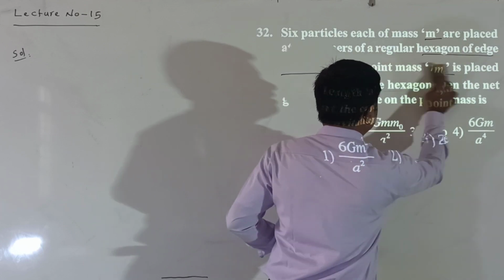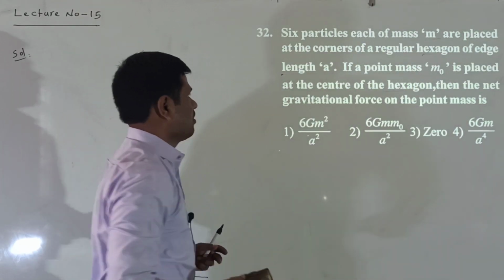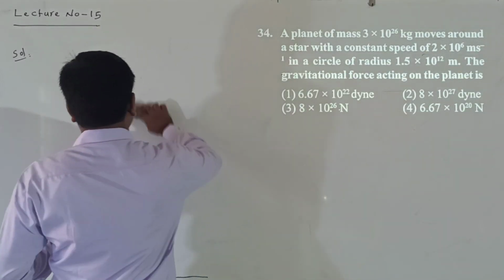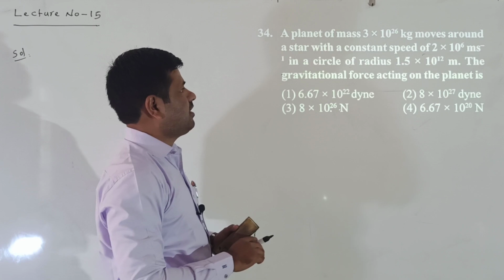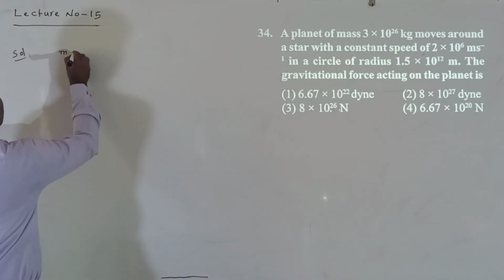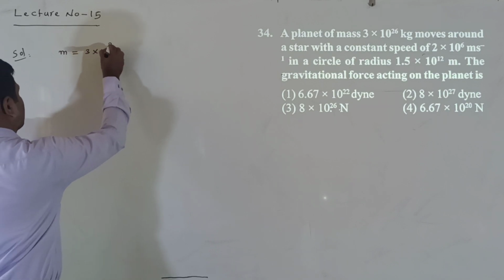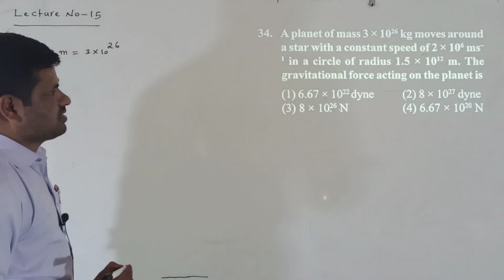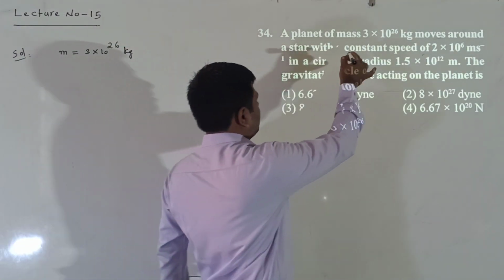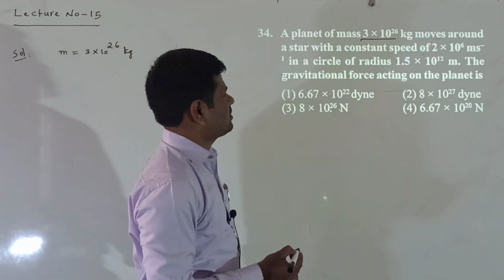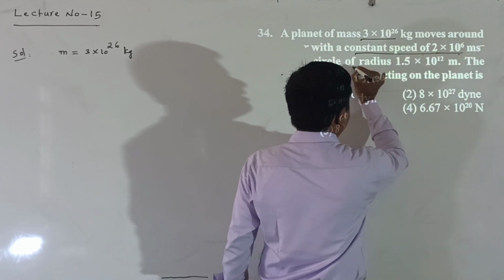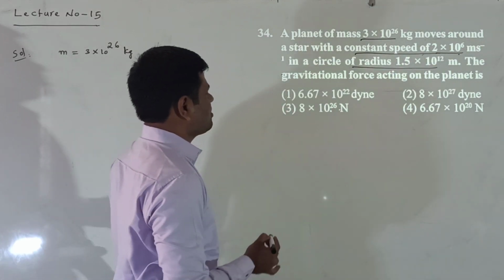Next we will go to the next question. Question number 34. See here. A planet of mass given, that is mass m is equal to 3 into 10 power of 26 kg. Mass is given. Now next, constant speed means v is given and radius is also given. The gravitational force is asked.